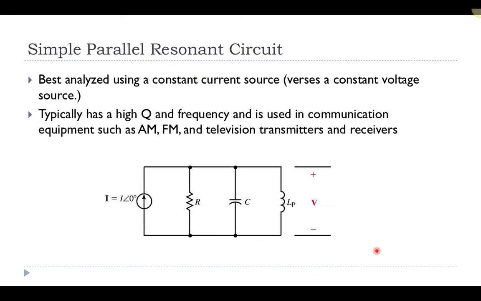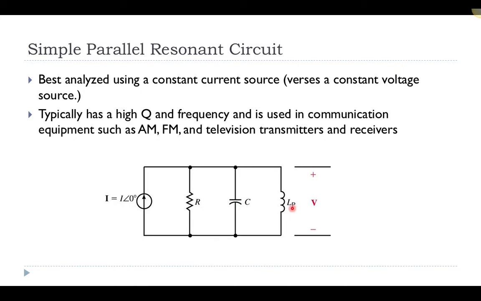In this presentation, we consider parallel resonance for an AC circuit. For a parallel circuit, it's actually easiest to analyze the resonant circuit if we use a constant current source instead of a constant voltage source. In our parallel circuit here, we have a constant current source, and then we have a resistor, a capacitor, and an inductor, which are in parallel with one another.